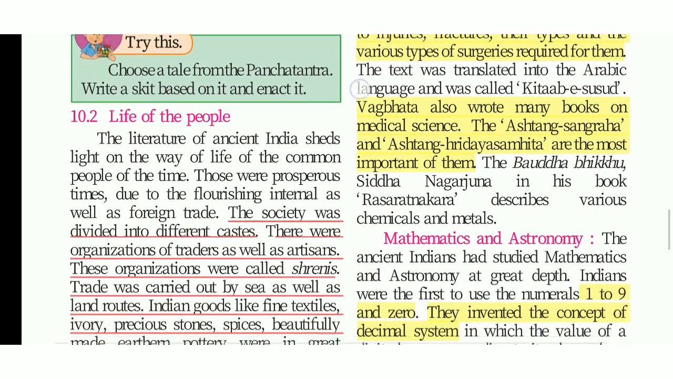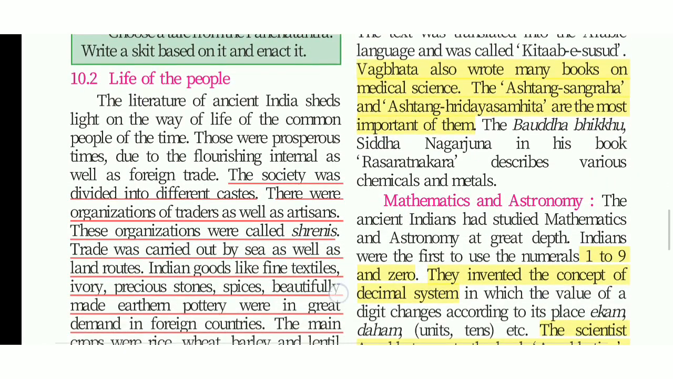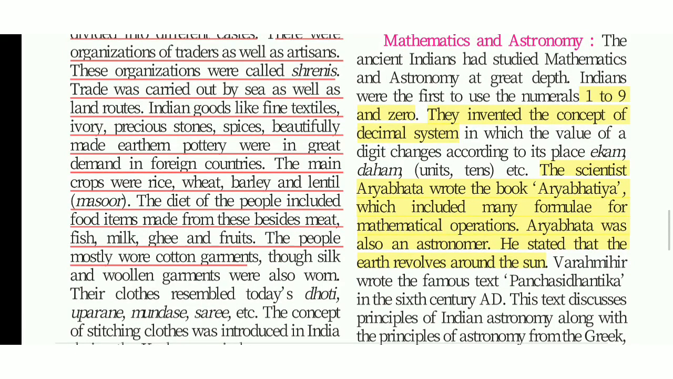Now let's learn about mathematics and astronomy. The ancient Indians had studied mathematics and astronomy at great depth. Indians were the first to use the numerals 1 to 9 and 0. They invented the concept of the decimal system. Aryabhat, Varamihir, and Brahmagupta were well known mathematicians and astronomers.